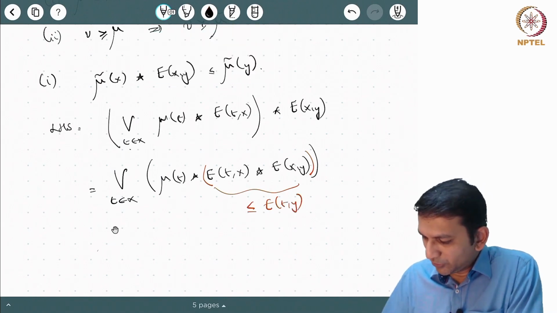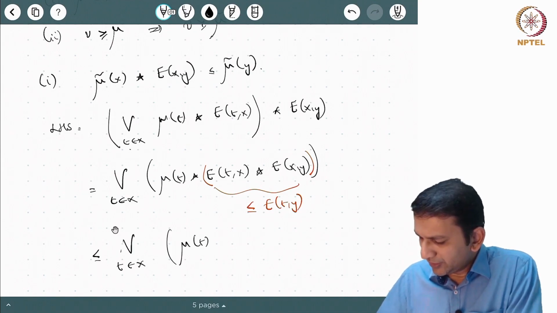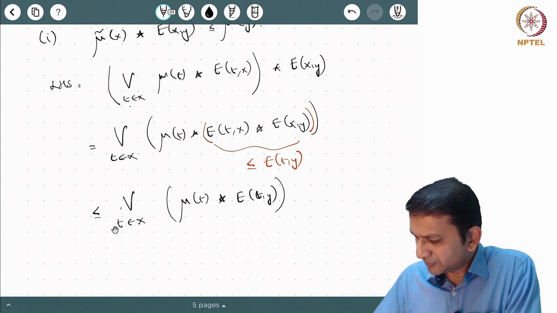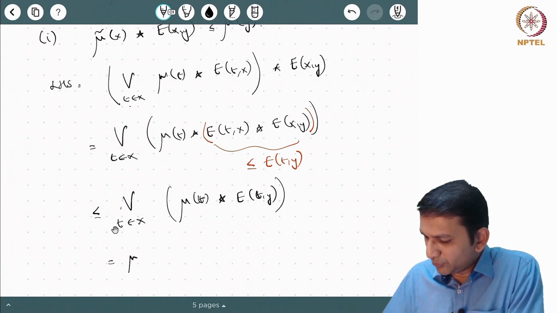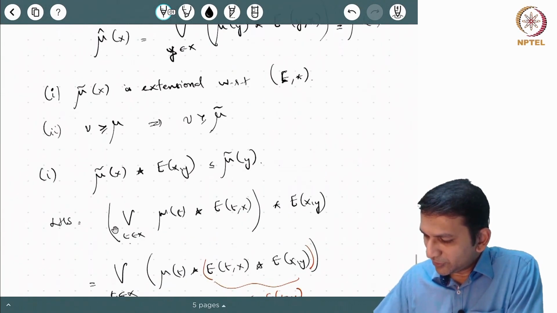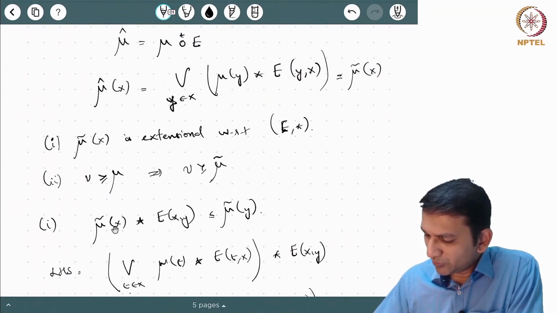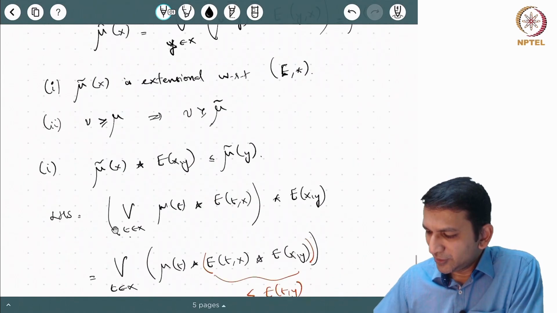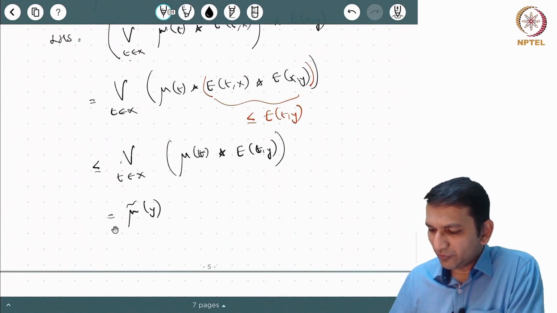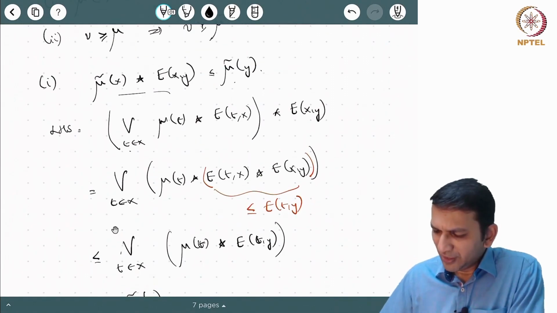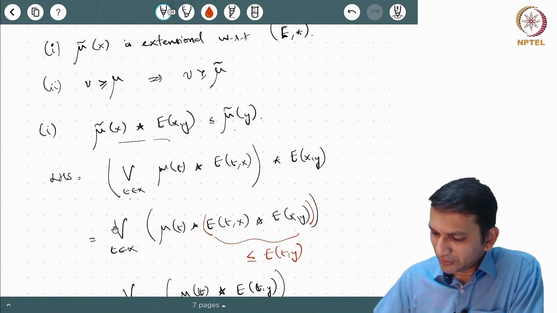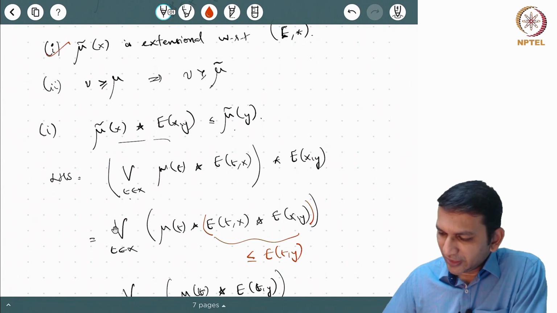So overall then what happens is this is less than or equal to the supremum over t element of X, of mu(t) star E(t,y). Now this is essentially the definition of mu tilde of y. Note that what is mu tilde of y? Mu tilde of y is the supremum over t element of X, of mu(t) star E(t,y). So this is essentially the definition of mu tilde of y. And what we have shown is that this quantity is in fact less than or equal to mu tilde of y. So mu tilde is extensional. So that's the first point we have shown.